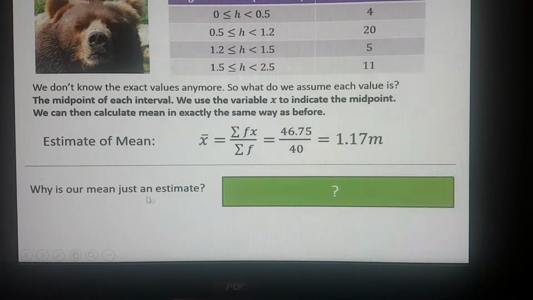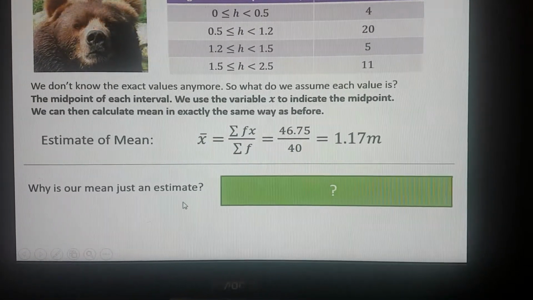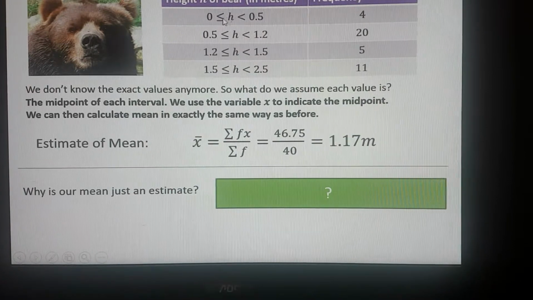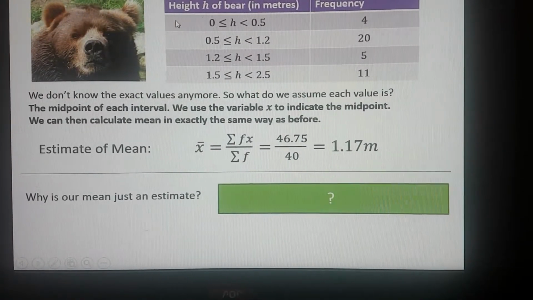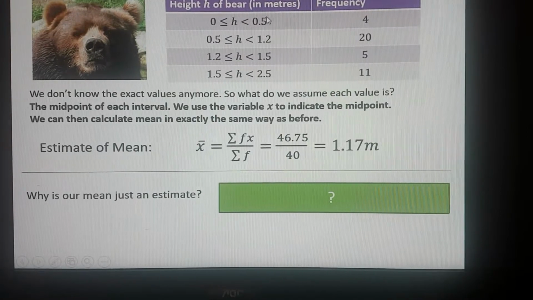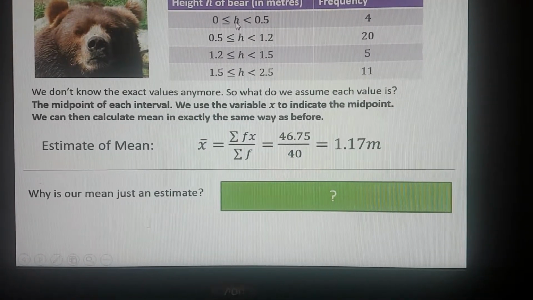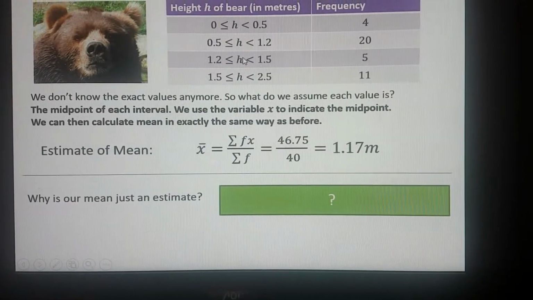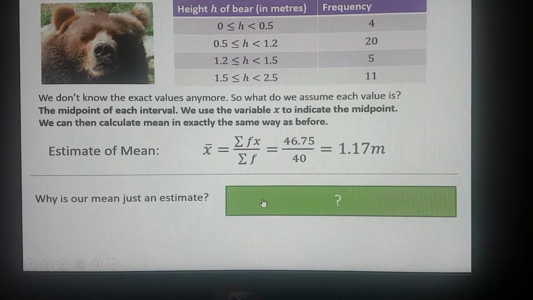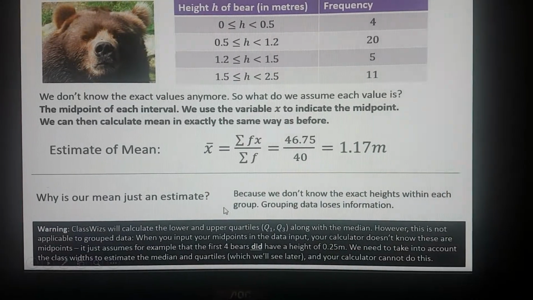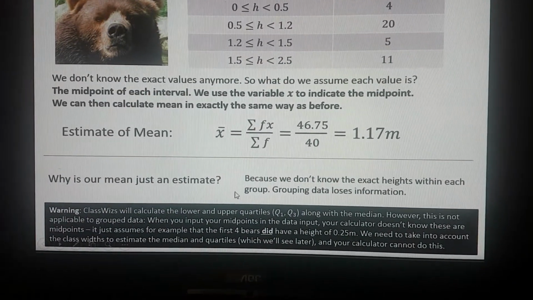Question: why is our mean just an estimate? Because we assumed that the heights of those bears are always the midpoint, like 0.25 and so on, because we just assumed that. Okay. This is something for you to read.